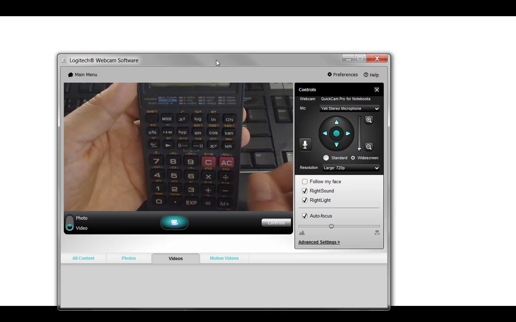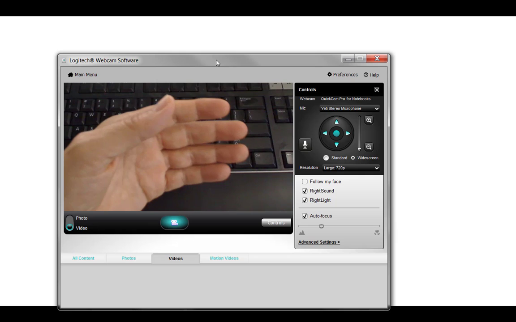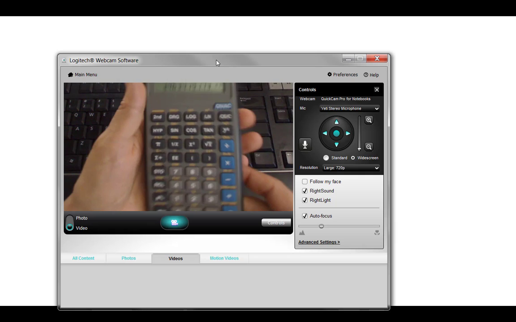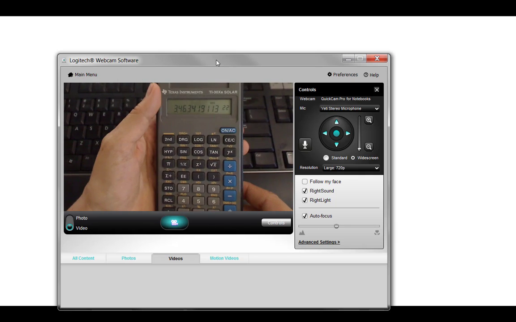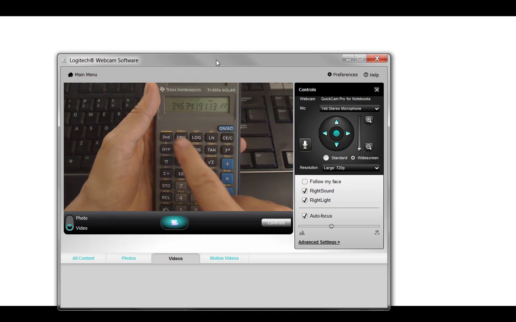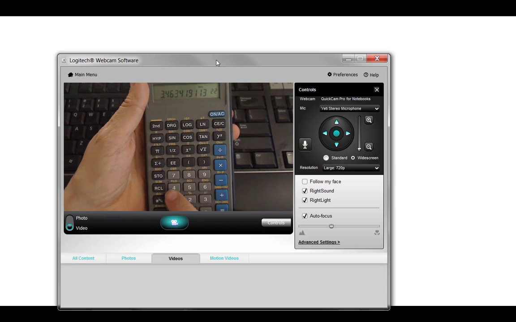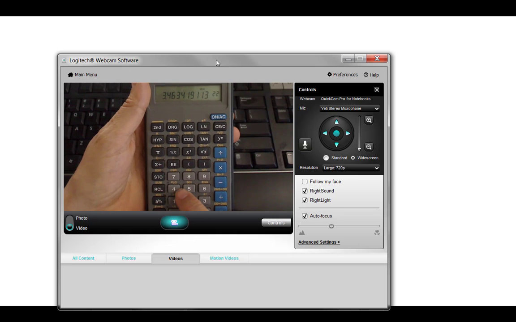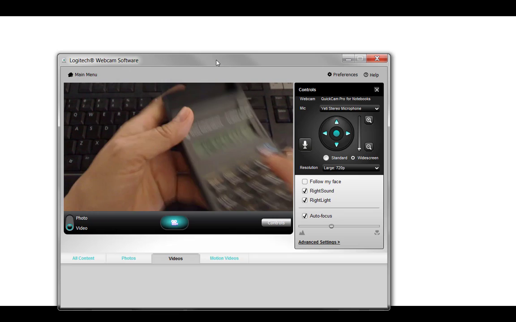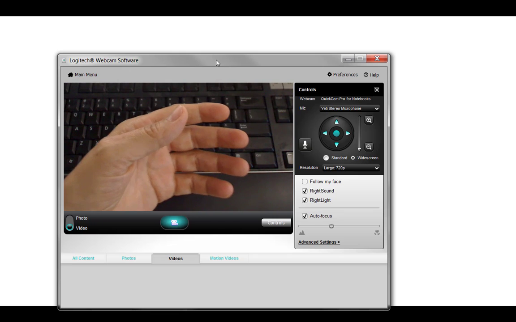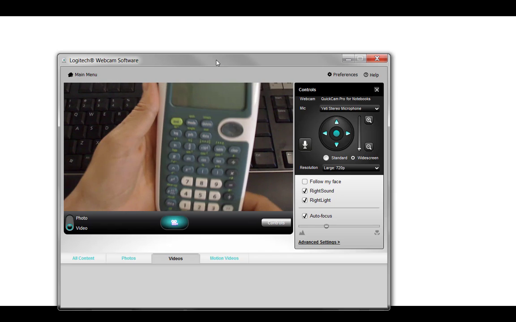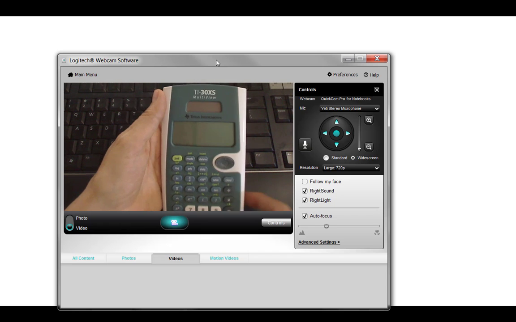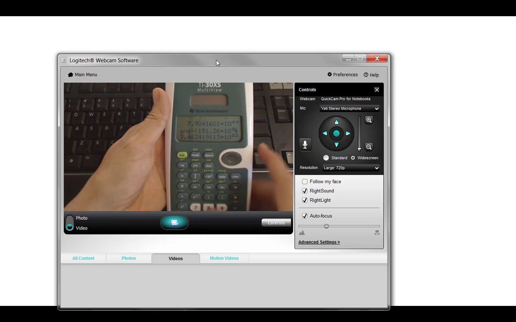Here is a TI 30XA Solar. I have a DRG button again, and down here over 4 and 5 I can switch between normal and scientific notation. And lastly, I have a TI 30XS, and if I turn it on and go to mode, again I have the option between degrees and radians and normal and scientific.